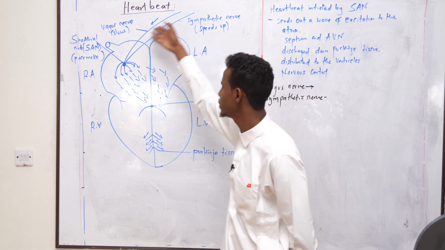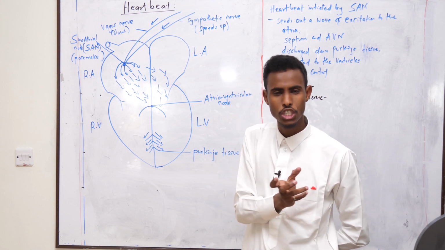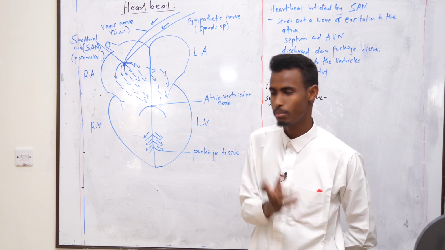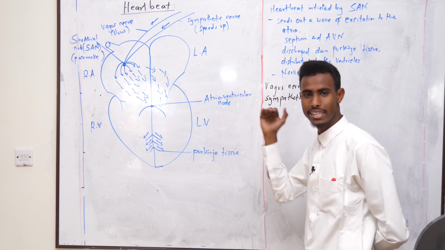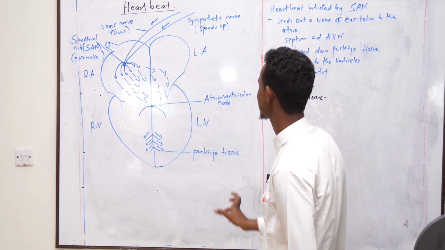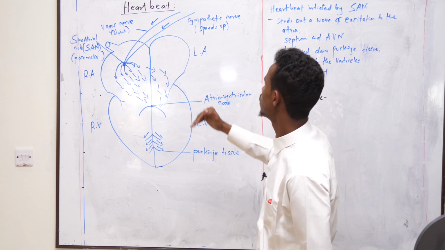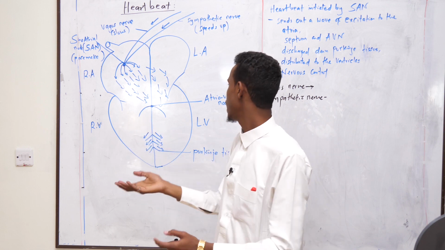Now, for every heartbeat we are speaking about, the heart is going to undergo relaxation and contraction of the heart muscles, and therefore the heartbeat and the cardiac cycle are dependent on one another, because once the heart beats, it also undergoes relaxation and contraction.